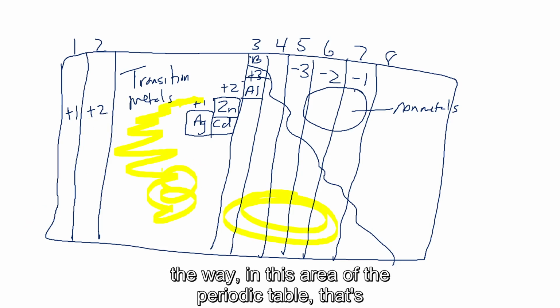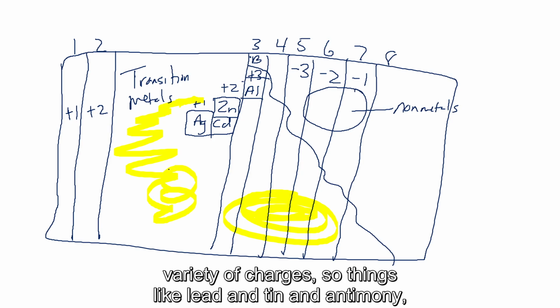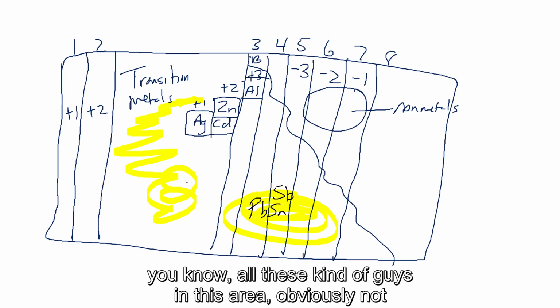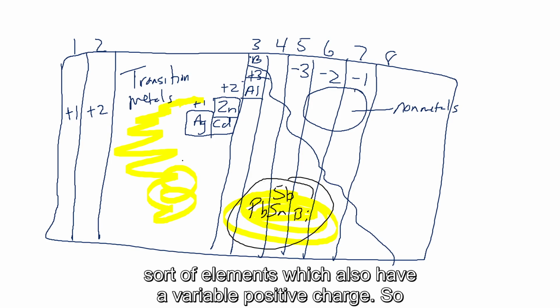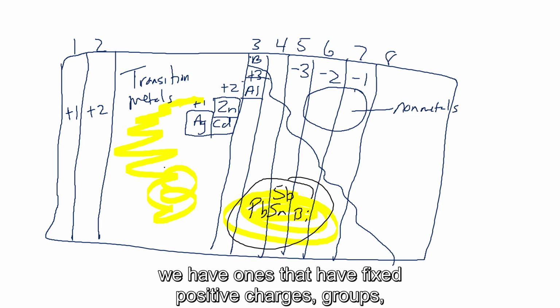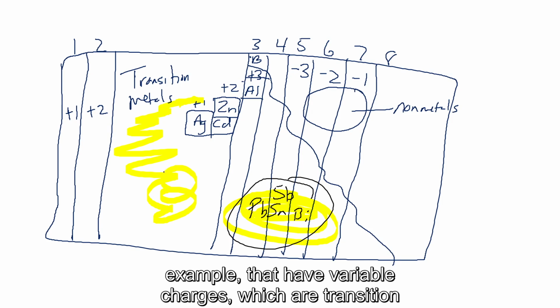Pretty much everybody else out there in the transition metal region can make a variety of charges. Also, by the way, in this area of the periodic table, that's technically not a transition metal, but they also can make a variety of charges. So things like lead and tin and antimony, all these kind of guys in this area, obviously not drawn in the proper spots, but in this area you'll find these sort of elements which also have a variable positive charge. So we have ones that have fixed positive charges, groups 1, 2, 3, 5, 6, 7, and zinc, cadmium, and silver. And we have metals, for example, that have variable charges, which are transition metals.